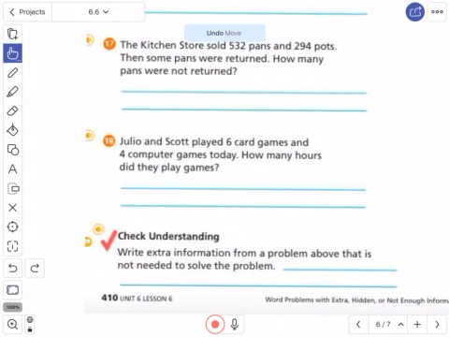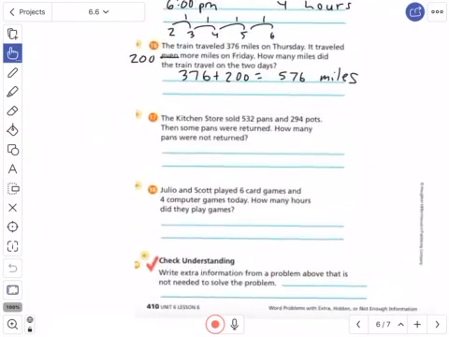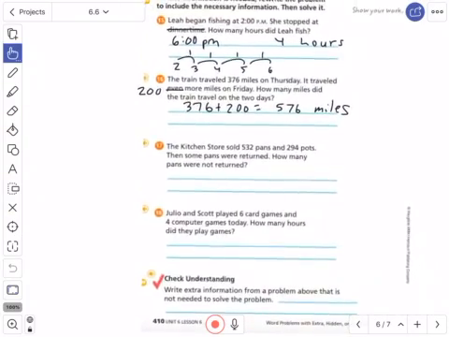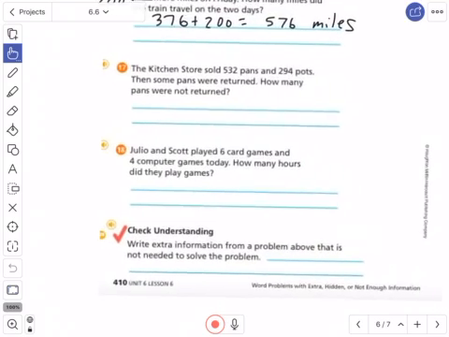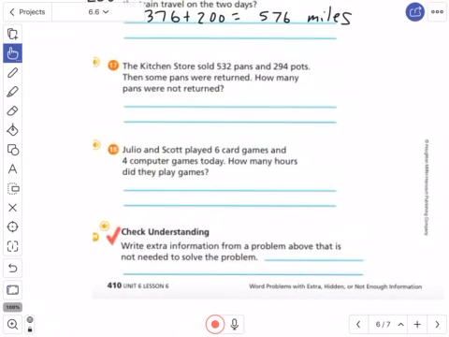Then your check understanding today. Write extra information from a problem above that is not needed to solve the problem. So again, which one of these problems up here has the extra information? Is it 15, 16, 17, or 18? So what was that extra information? Come back and check.